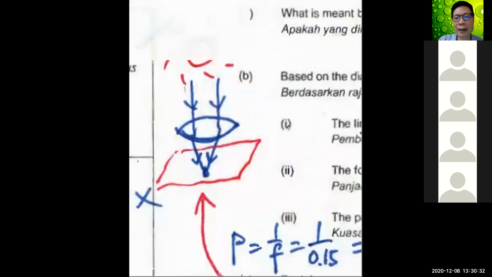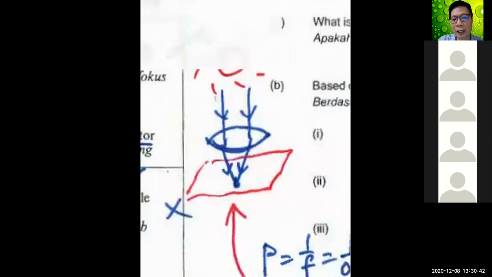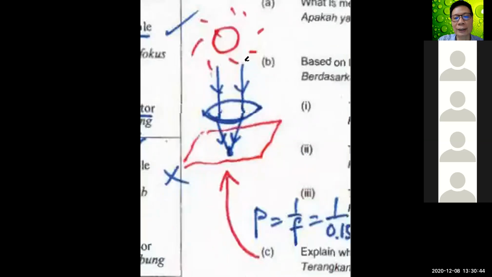Can you see this diagram? Can see or not? Ping Hao, can see the diagram? Okay, can. Come on. I make it bigger. Thank you. Okay, now you can see.